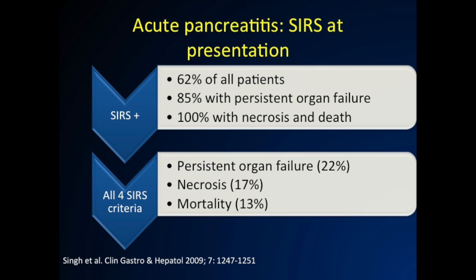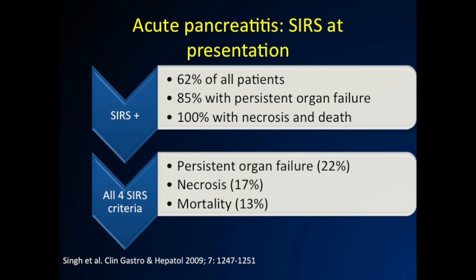Two tools that I think are useful. There's a lot of scores out there, Ranson's and the Marshall Organ Failure Scale, APACHE, and so on. These are things that you'll never use at the bedside. But two things that I think are useful. One is SIRS. So you all know SIRS, so I'm not going to go through what the criteria are for it. The majority of people with acute pancreatitis will have SIRS, so 62%.